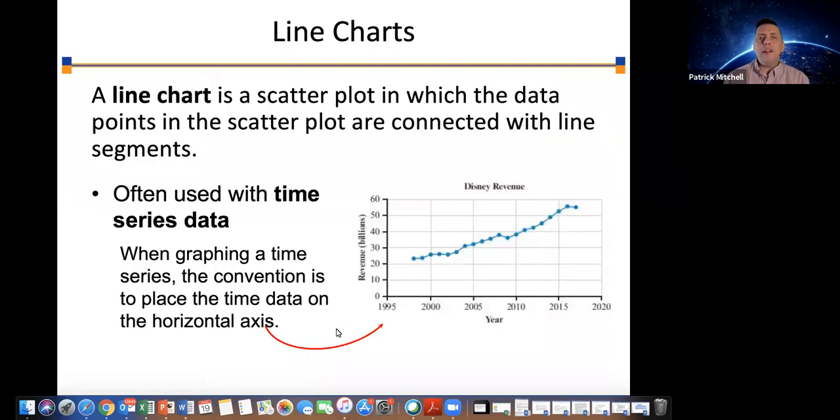Okay, line charts are often used with time series data. So here we have Disney's revenue as a function of time, starting in about, looks like 1998. They made about $24 billion, going up to, it looks like the most recent year we have data for is 2017, when they made about $55 billion. So Disney's doing okay, all right? Notice when graphing a time series, the convention is to place the time data on the horizontal axis.